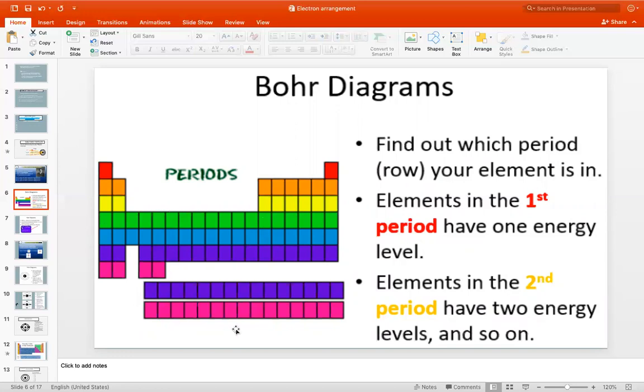So when we are drawing those circles around the nucleus, we need to check which period the element is in. If it's in the first period, we'll only draw one orbit or circle around the nucleus. If it's in the 4th period, we will draw 4 circles and so on. So you need to find out which period or row your element is in, and then you need to draw that many shells around it.